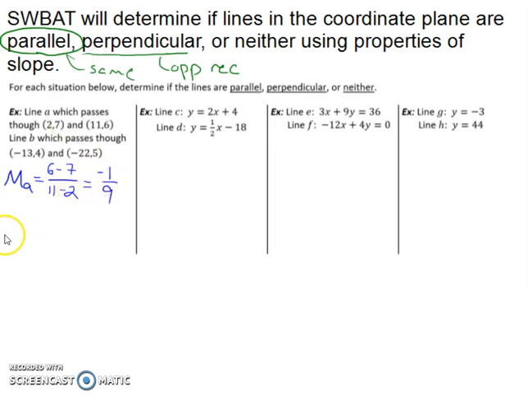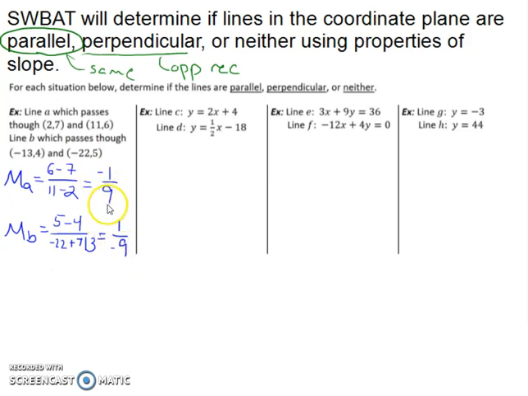Now I'm going to do the same thing with the second slope. So m sub b for line B is equal to y2 minus y1. So that is 5 minus 4 divided by x2 minus x1. So -22 minus -13, which is going to become a plus. So 5 minus 4 is +1, and -22 plus 13 is -9.